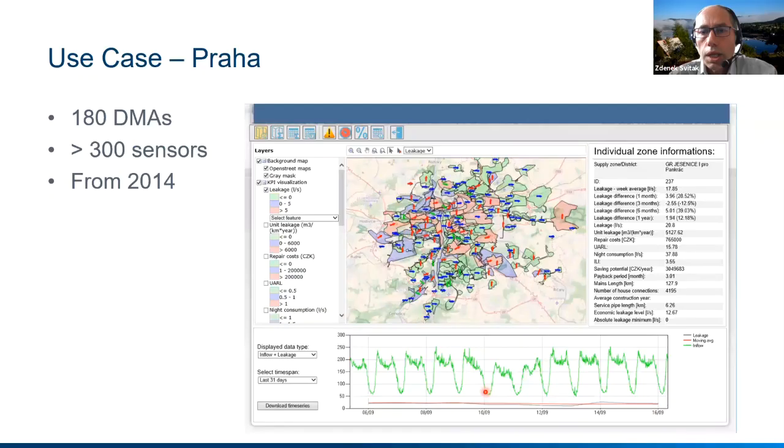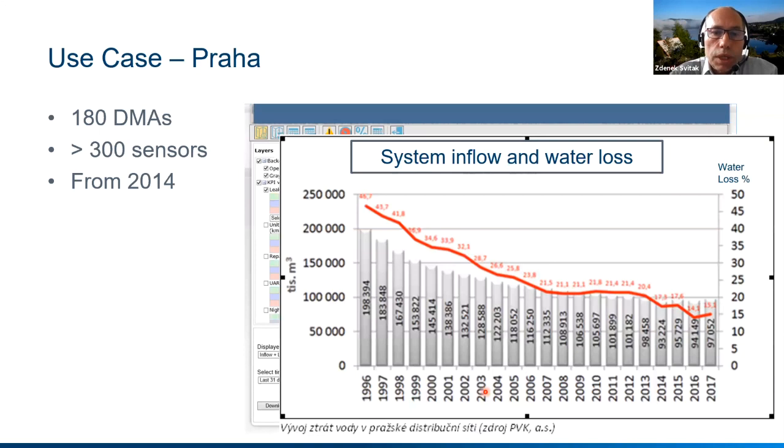So the first use case is Prague. It is the capital of the Czech Republic with more than 1 million inhabitants. The tool was implemented in 2014. At that time, the system was divided into 180 district metered areas with more than 300 sensors. This graph shows the system inflow and water loss. So before implementation of Leakage Monitor, they had about 20% of water loss. Today, in the last year, they had something under 13%.